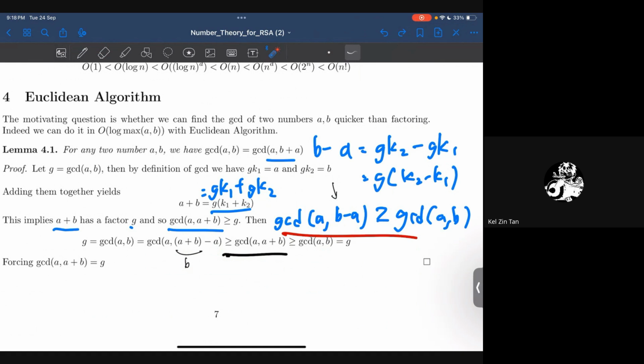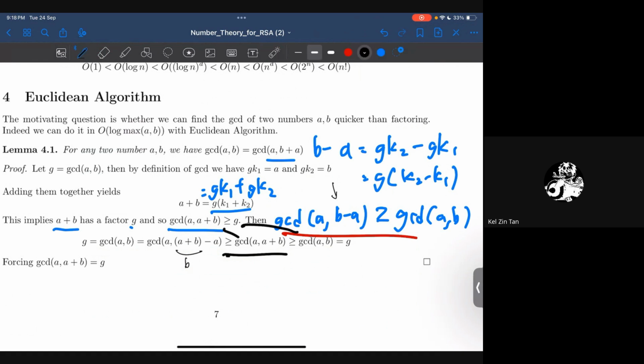Now this inequality here is exactly this. We know that GCD of A and A plus B is larger than or equal to G. So this is basically just these two. So what we have proved in the end is that GCD of A and B must be larger than or equal to GCD of A and A plus B, which must also be larger than or equal to G.